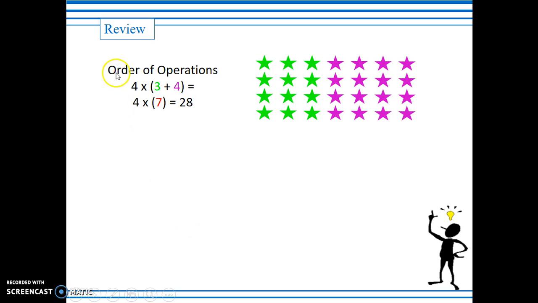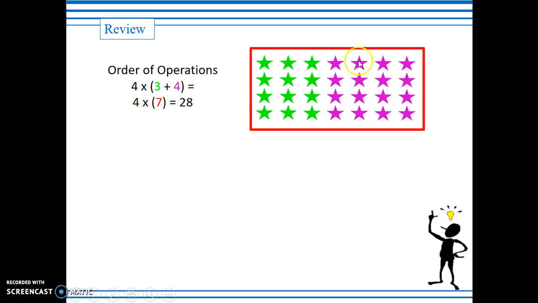So we talked about how the order of operations and the distributive property get to the same result. So there's two different ways to solve equations. Here we have the order of operations, and we have 4 rows, and we're multiplying by 3 columns and 4 columns. So we added our 3 columns and our 4 columns to get our 7 columns. So we're multiplying 4 rows by 7 columns, so we get 28 total.